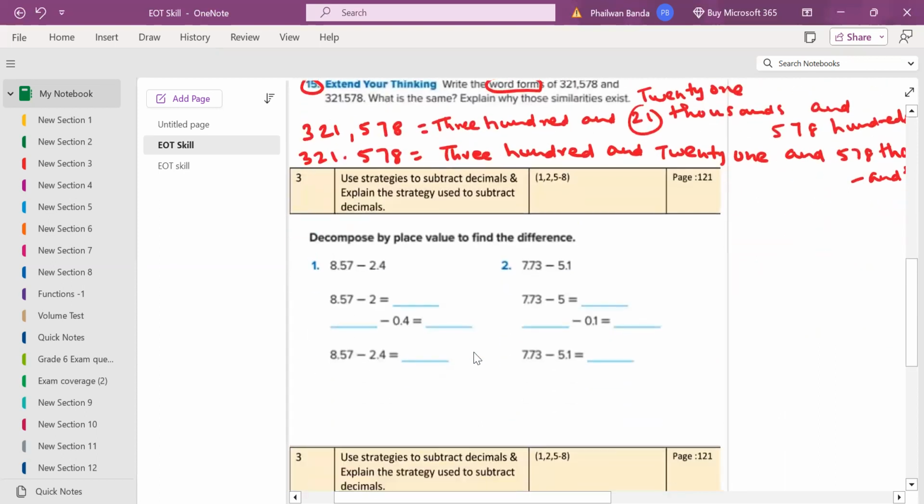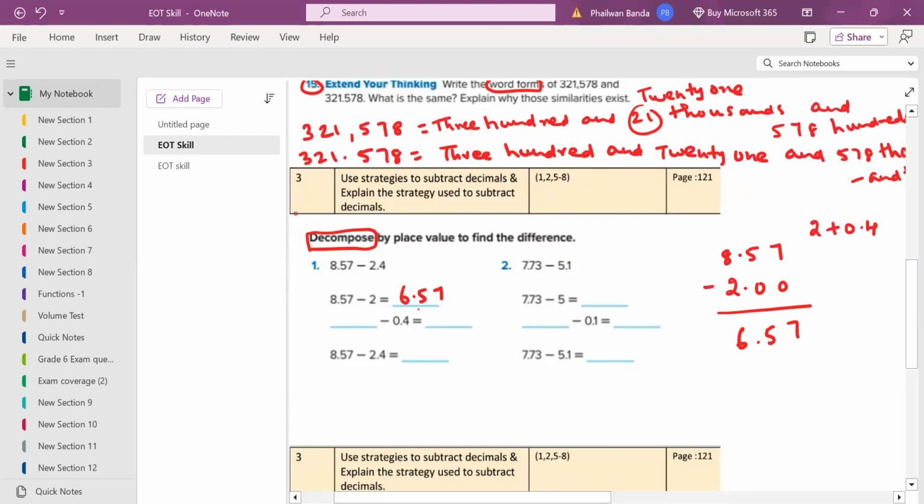Now decompose by place value to find the difference. Now decompose. What do you mean by decompose? You must split and break. So 8.57 minus 2. 2 means 2.00. So how will you subtract? 7 minus 0 is 7, 5 minus 0 is 5, 8 minus 2 is 6. So write 6.57 here. And after writing this, 2.4 means 2 plus 0.4.